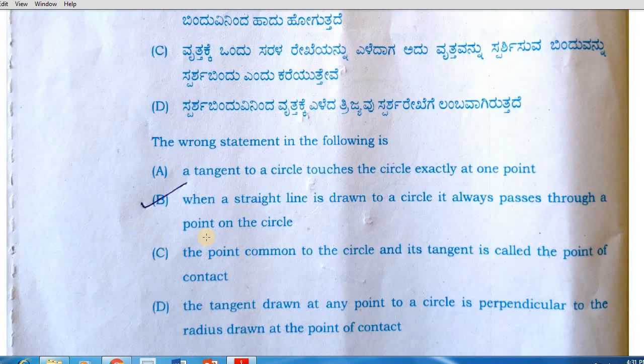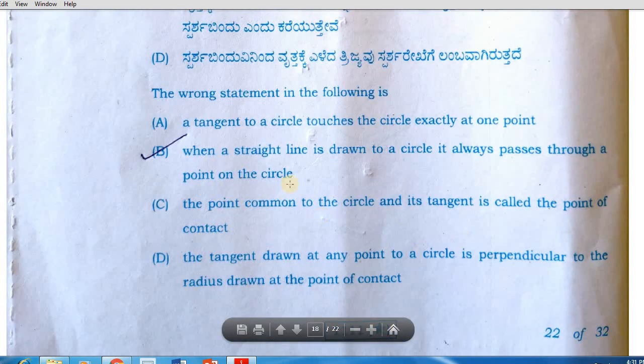Question number 34, children. The wrong statement in the following is: a tangent to a circle touches the circle exactly at one point. Exactly correct, a tangent touches the circle at only one point. Next, when a straight line is drawn to a circle, it always passes through a point on the circle. This is wrong. Sometimes it may pass through one point, and sometimes through two points. When it has to become a secant, it has to touch at two points. Hence, this statement is wrong.